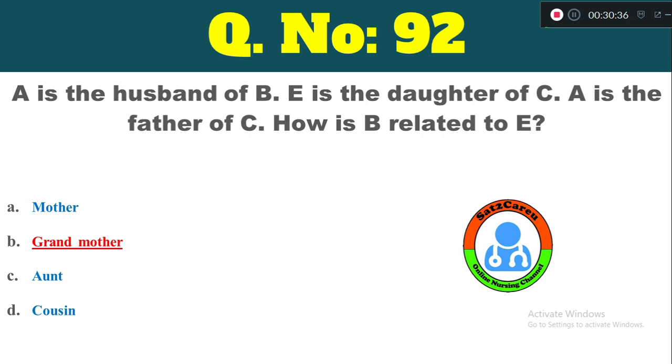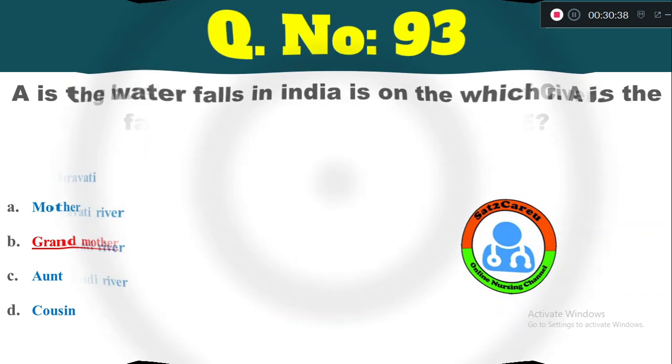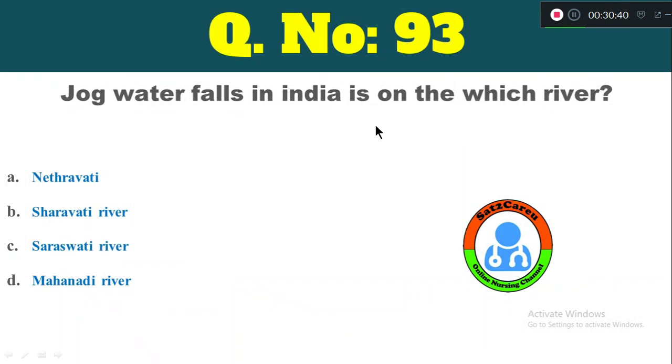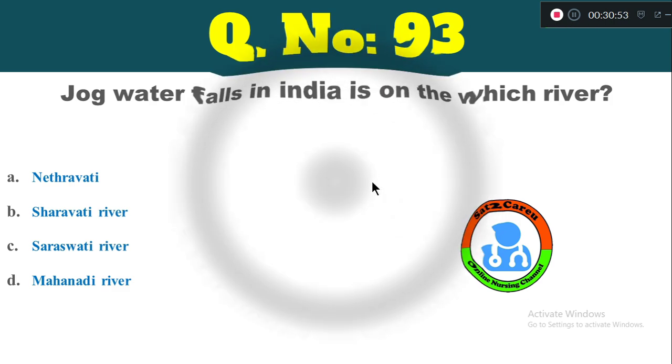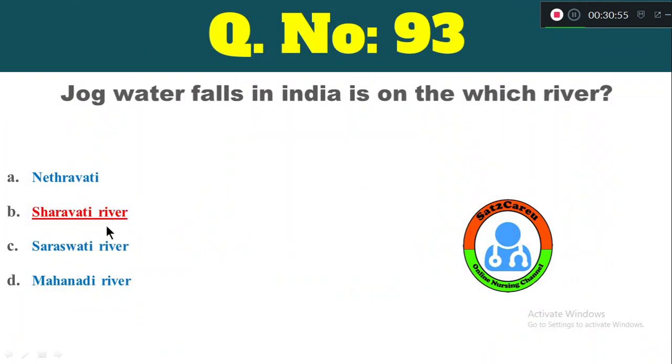grandmother. Question number 93. Jog waterfalls in India is on which river? Option A Netravati, B Sharavati river, C Saraswati river, D Mahanadi river. So this Jog waterfalls is on the river called Sharavati river.